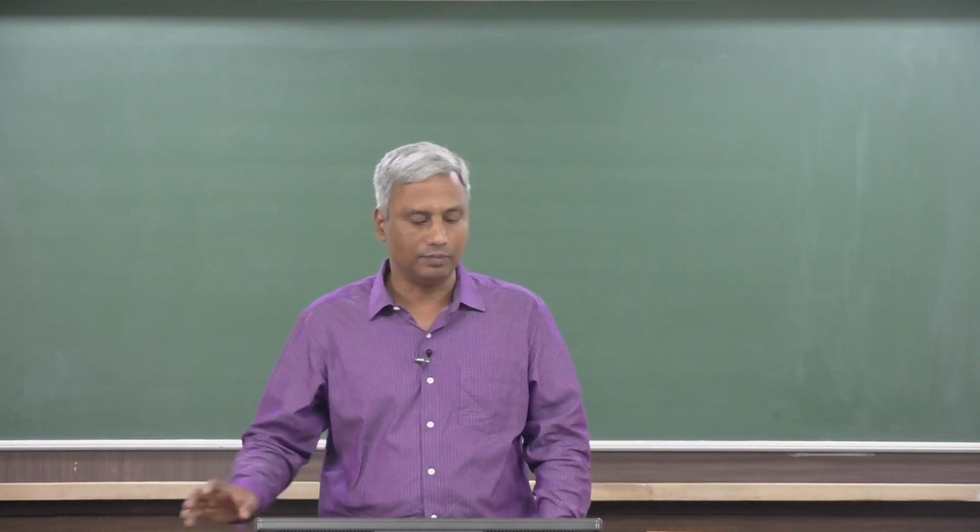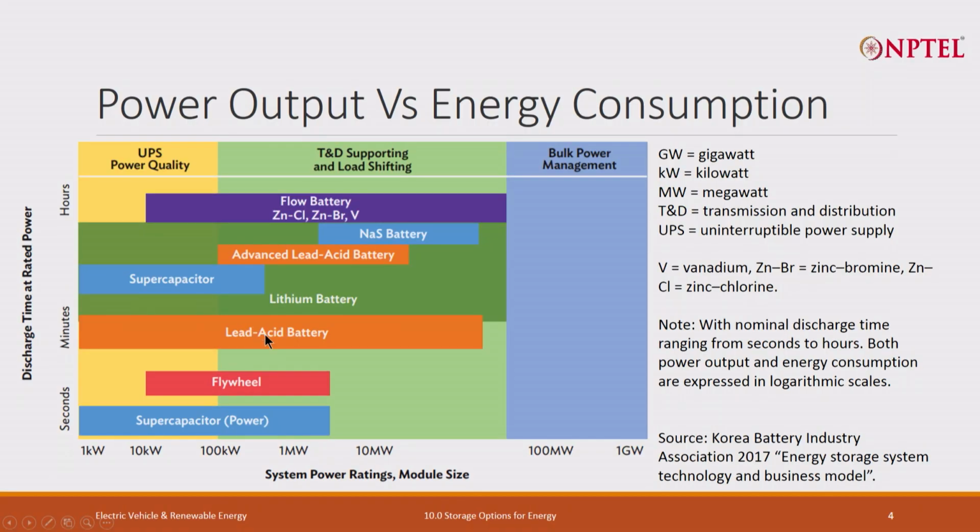So what options do we have? Advanced lead acid batteries, up to 50 megawatt power, and for some minutes, 5, 10, 20, 30 minutes, maybe an hour. Lithium ion batteries are for minutes to hours. In the case of supercapacitors, you can also bring them down here. Then there are metal batteries, metal air batteries, NAS batteries, zinc chloride, zinc bromine, vanadium, flow batteries.